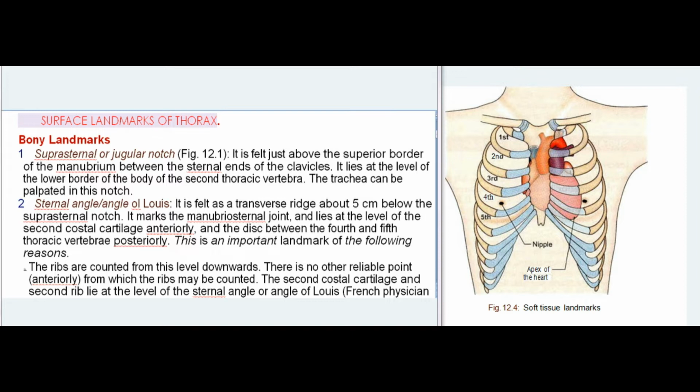This is an important landmark for the following reasons. A. The ribs are counted from this level downwards. There is no other reliable point, anteriorly, from which the ribs may be counted.